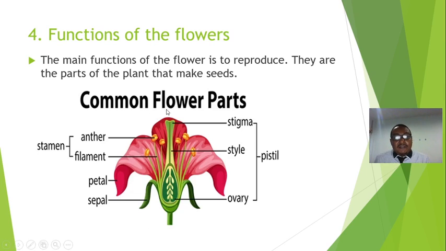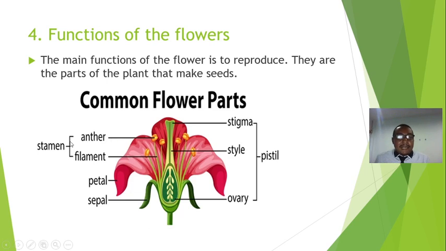Usually the flower parts are divided into what we call the male reproductive system and the female reproductive system. What we are seeing here is the male reproductive system, and that is called the stamen. On this side is the female reproductive system, and this is what we call the pistil. We are going to look at each of these parts and the function of each.